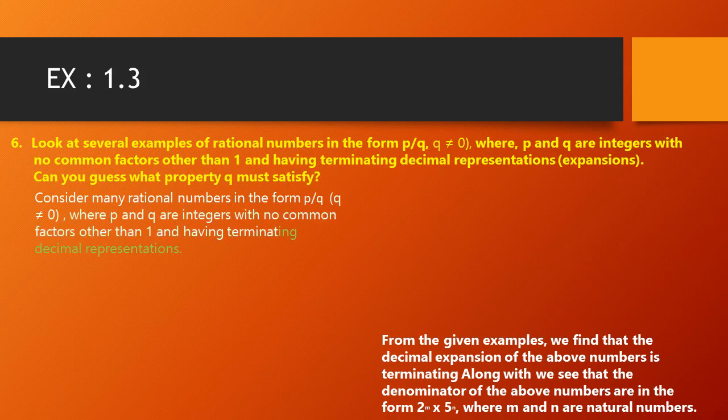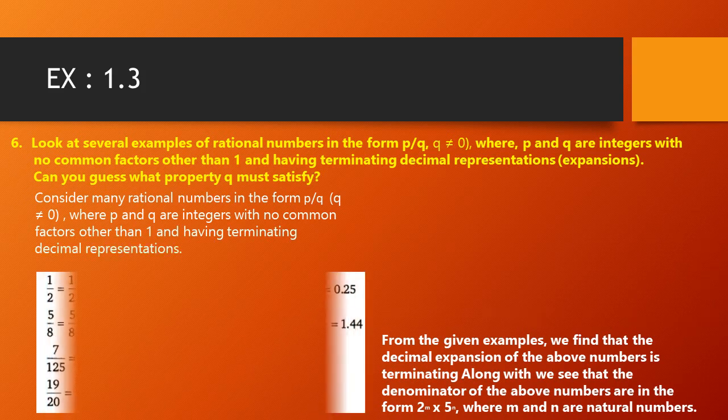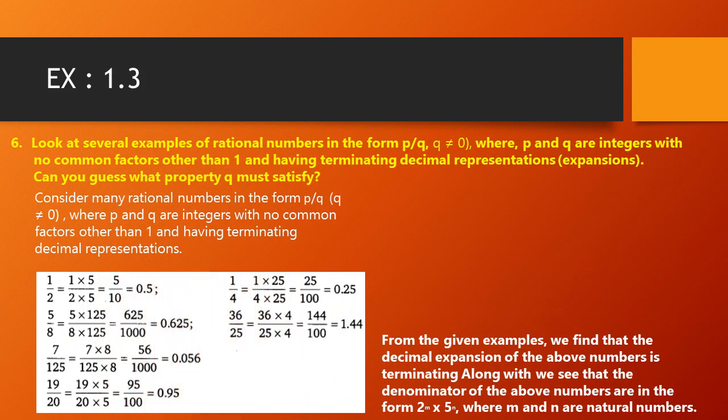To form a terminating decimal representation, the denominator of a rational number is always represented in the form of 2 power m into 5 power n, where m and n are natural numbers. To verify the given statement, I have given a few examples to refer. The first example is 1 by 2. We have to write the denominator 2 in terms of 2 power m into 5 power n. That is 1 by 2 into 5 by 5 gives a result of 0.5, which forms a terminating decimal expansion. That is, the denominator q should have the factor 2 or 5 or both 2 and 5.